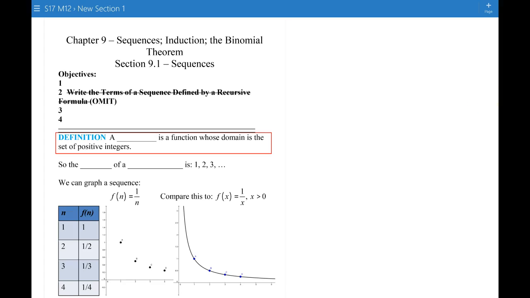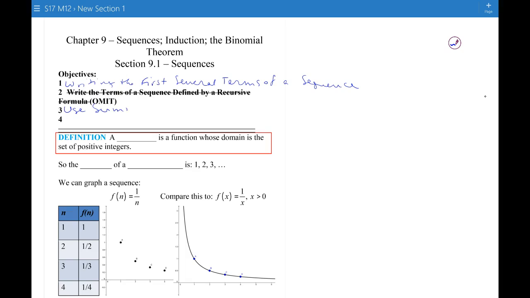Last chapter, chapter 9, sequences, induction, and the binomial theorem. So we are actually not going to get to induction or the binomial theorem. So we are going to start with sequences by first writing the first several terms of a sequence. And this is what we actually started doing last time before the exam. Then we're not going to talk about a recursive formula because we don't need that right now.